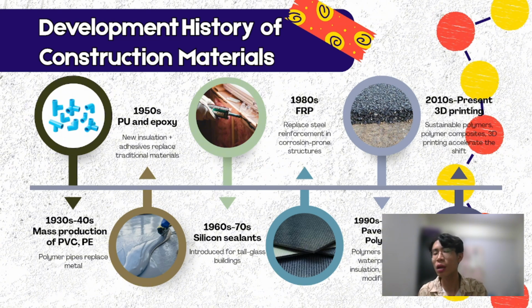And lastly, during 2010 to the present day, a great example is 3D printing, and much more sustainable polymers and polymer composites are being introduced during this period. These sustainable polymers are going to achieve the goal of reducing the pollution caused by the production of non-recyclable polymers, to further lower the harmful effect on the earth.